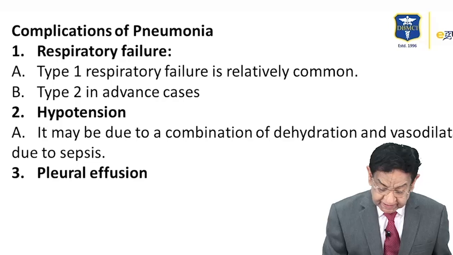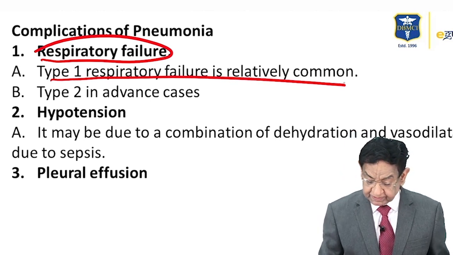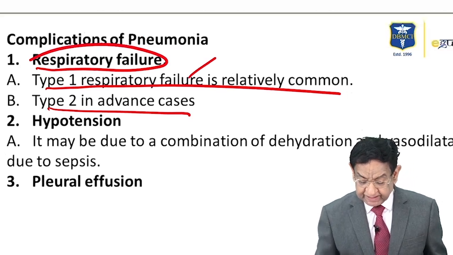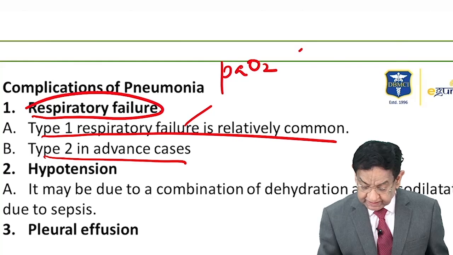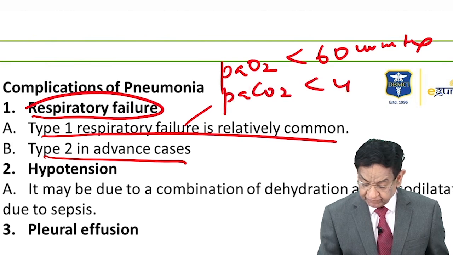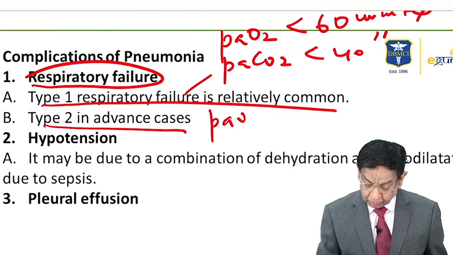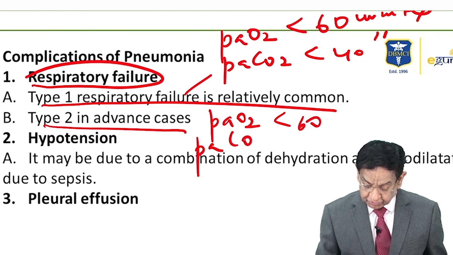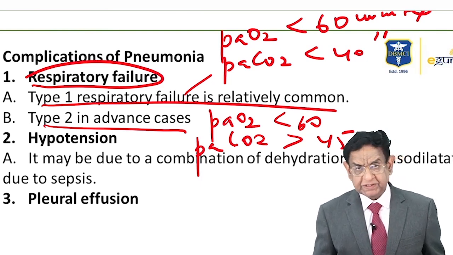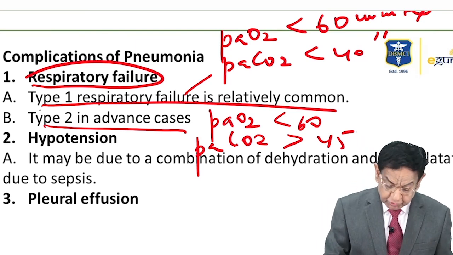Now, what are the complications that can occur in a case of pneumonia? Respiratory failure. Well, it is usually type 1 failure. Okay, it's very common. But in the advanced cases, we may have type 2 failure. We are all well aware that in type 1 failure, PaO2 is less than 60 millimeter mercury and PaCO2 is less than 40 millimeter mercury. But in type 2, we have hypoxia, PaO2 is less than 60, but PaCO2 is more than 45 millimeter mercury. So that means hypoxia is there in both conditions, but in type 2 we have hypercarbia also, type 1 a hypocarbia.